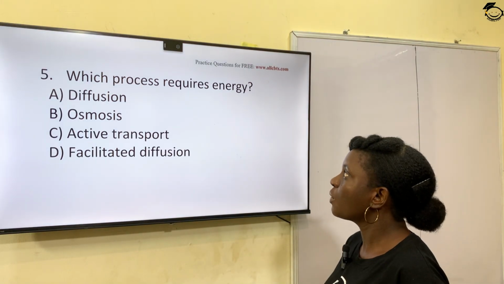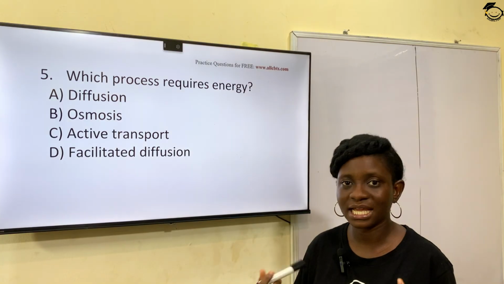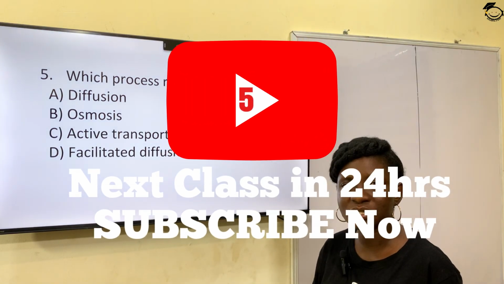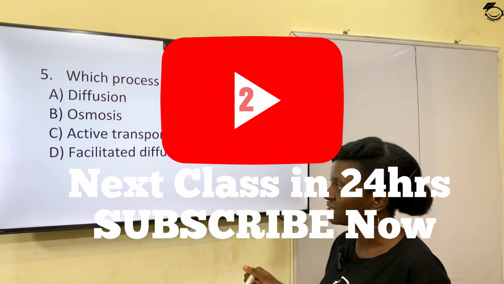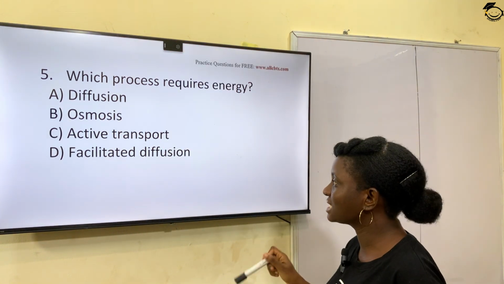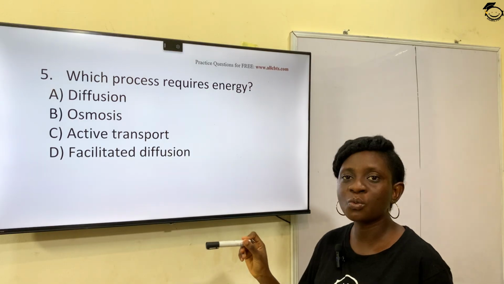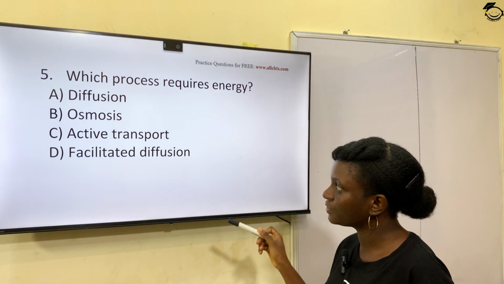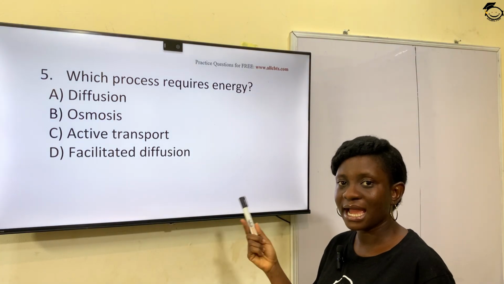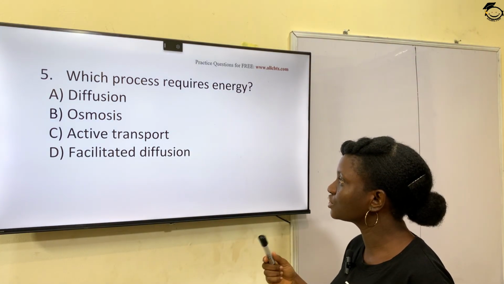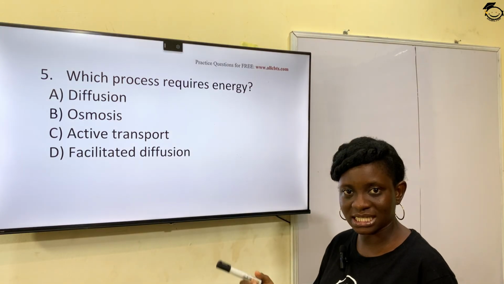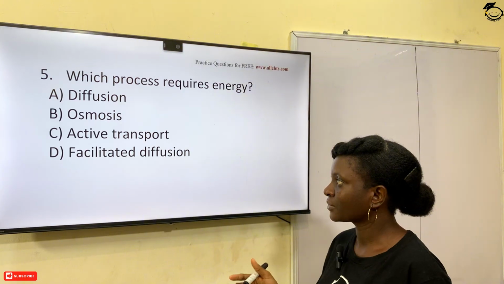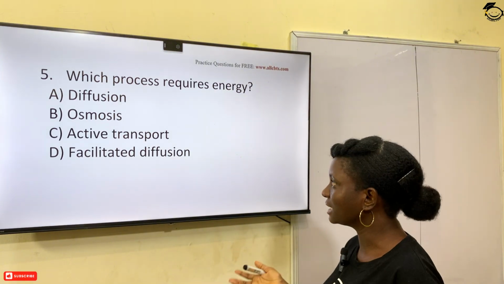Question 5. Which process requires energy? A. Diffusion, B. Osmosis, C. Active transport, D. Facilitated diffusion. So which of these processes requires ATP? Is it diffusion, movement from higher concentration to lower concentration? B. Osmosis, that's from lower concentration to higher, does not require ATP energy.